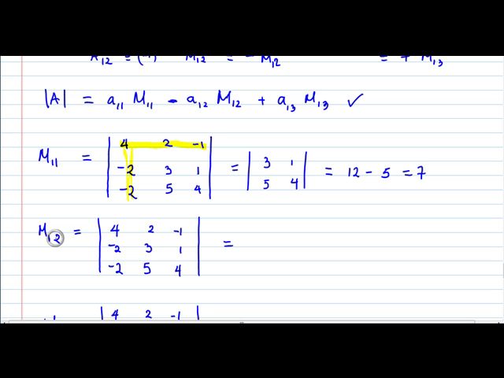And to find the minor of first row, second column, here's our first row, second column. So we just keep whatever is left over. We have -2, and then -2, 1, 4. Now we evaluate the 2 by 2 determinant, which is -2 times 4 is -8, minus 1 times -2, so it's -6.